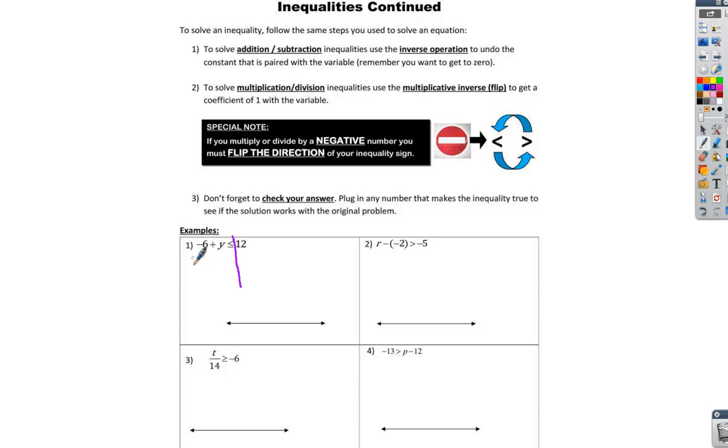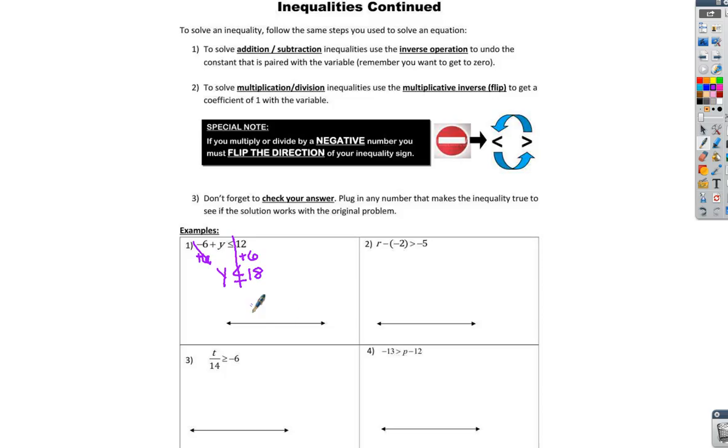So we are starting on the side with our variable, which is this side. So we constantly look for that constant first. So we have minus 6. The opposite would be plus 6 on both sides. Cross out what we used, bringing down what we have. So we have y is less than or equal to 12 plus 6, which is 18.